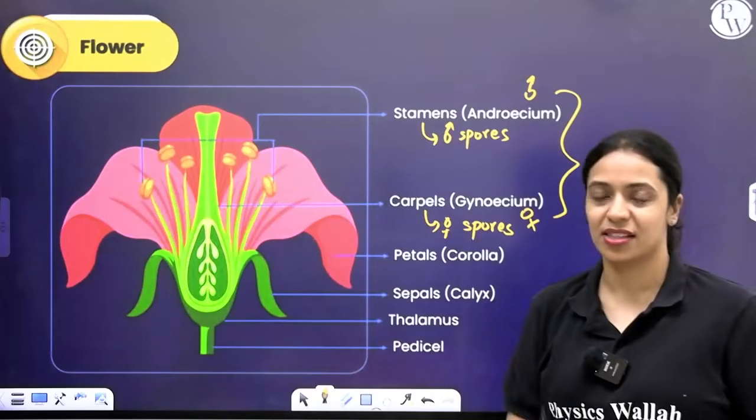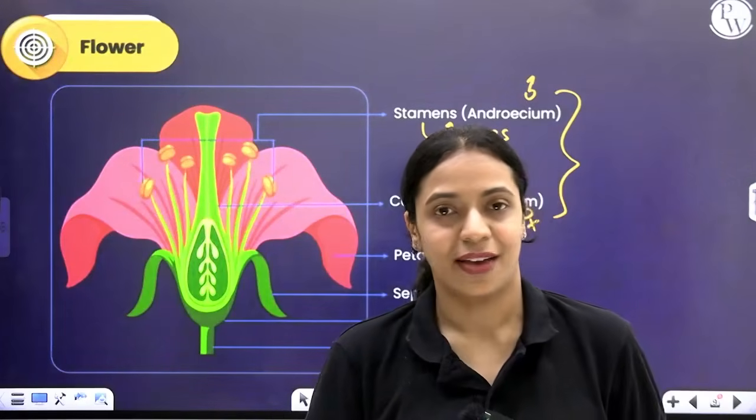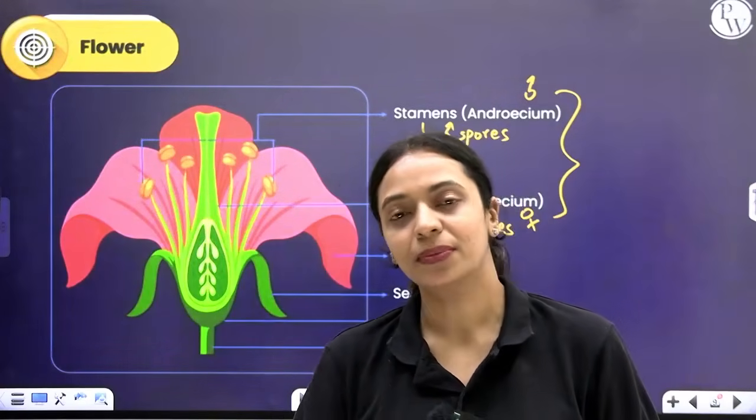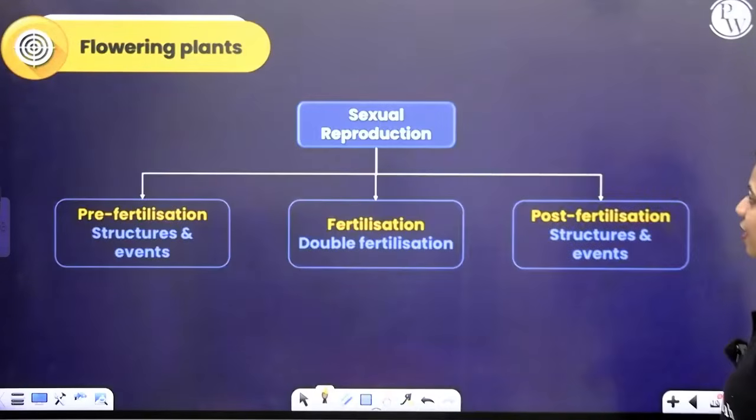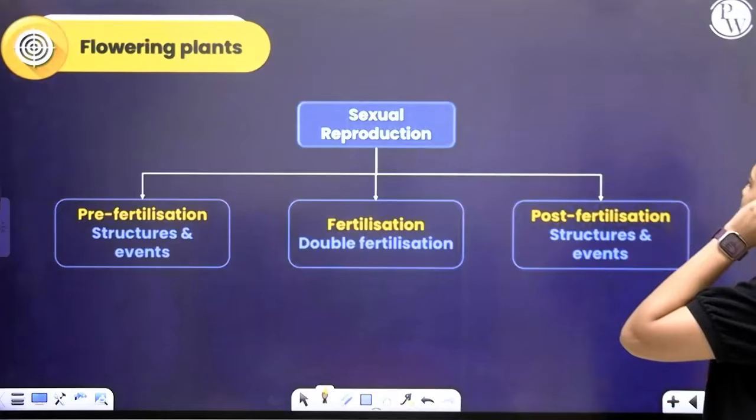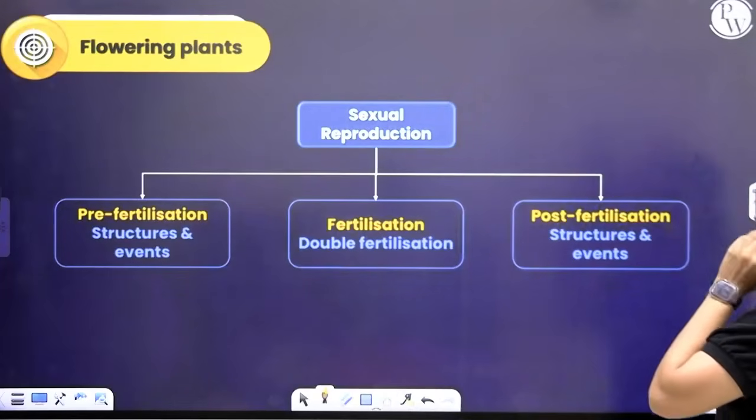About the other parts, its variations and everything we've spoken in the chapter Morphology of Flowering Plants. Alright, so let's get started with how sexual reproduction takes place in flowering plants.